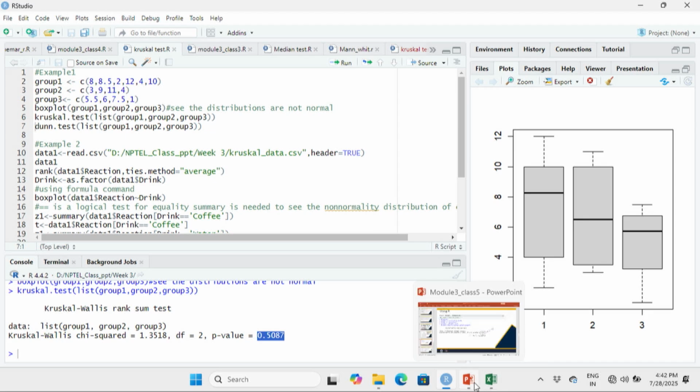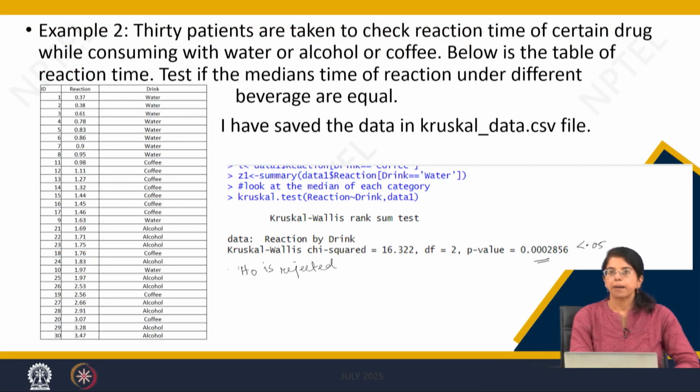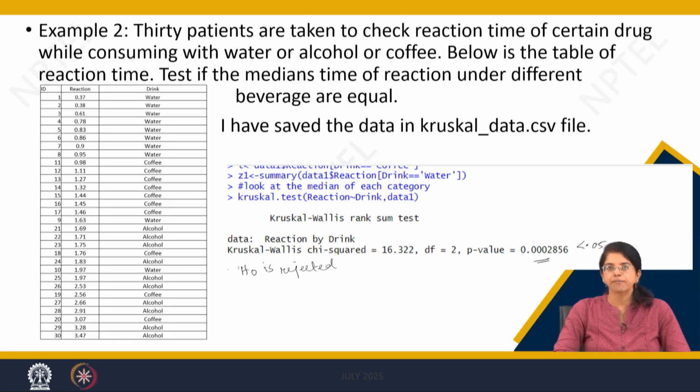Let me get back to the PPT once again, just to give you some idea of post hoc analysis. There is one more example we are trying to fathom. 30 patients are taken to check the reaction time of a certain drug while consuming it with water or alcohol or coffee. It is a very pertinent example. Below is the table of the reaction time test, checking whether the medians of the reaction times under different beverages are equal.